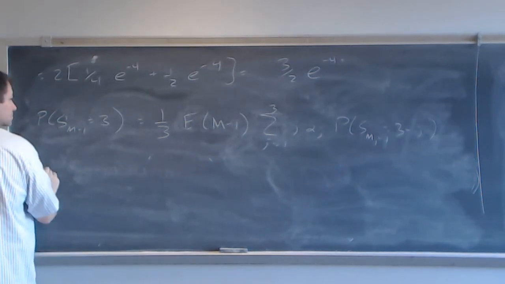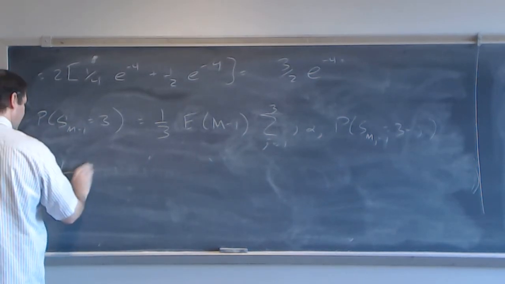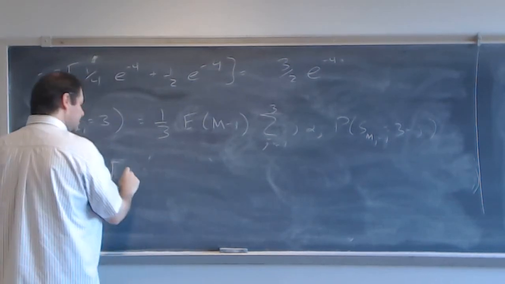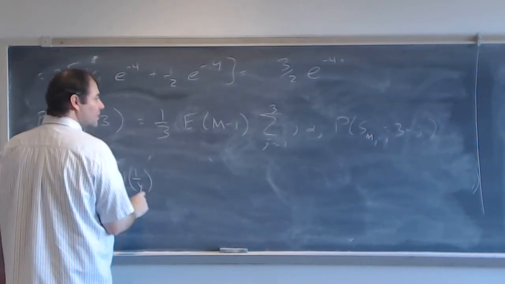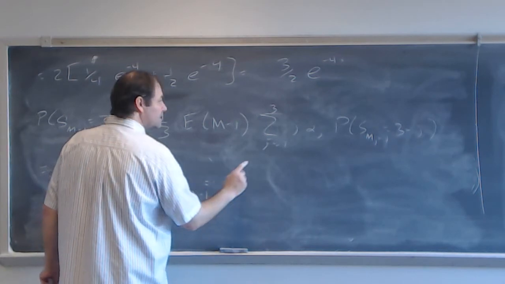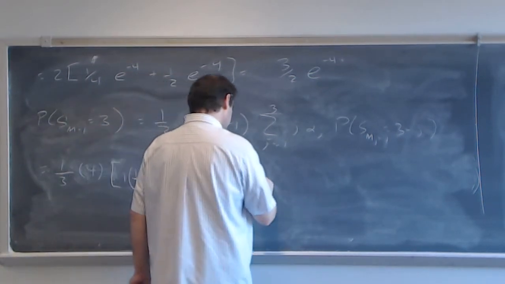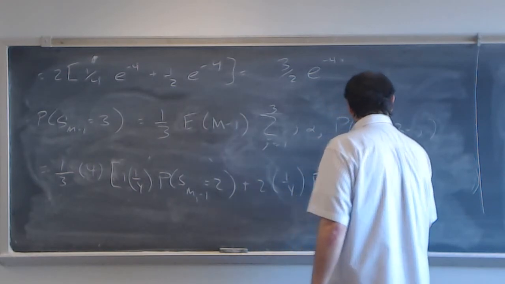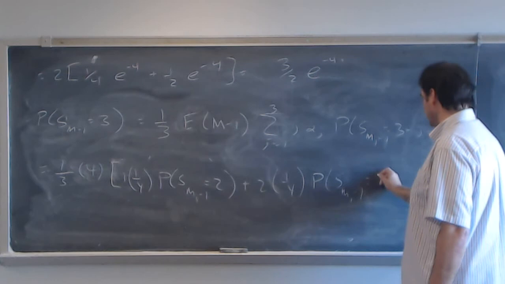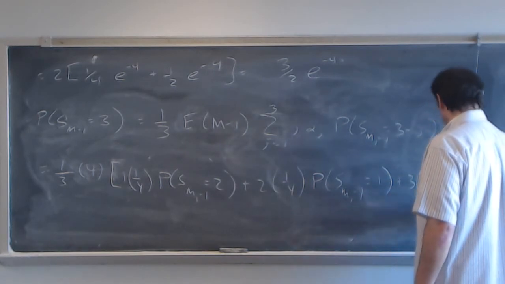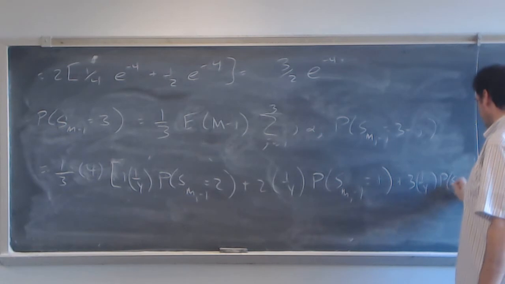This is going to be equal to 1/3 here, this is 4, times, this is going to be 1 times 1/4, and then the probability that S sub m sub 1 minus 1 is equal to 2, plus, this is going to be 2 times 1/4, times the probability that S of m sub 1 minus 1 is equal to, this is going to be j is 2, so it's going to be 1, plus, this is going to be 3 times 1/4, times the probability that S of m sub 1 minus 1 is going to be equal to 0.